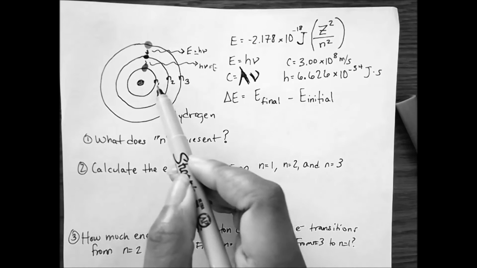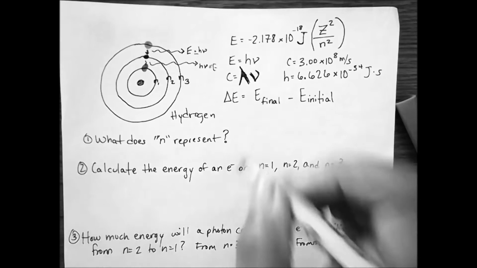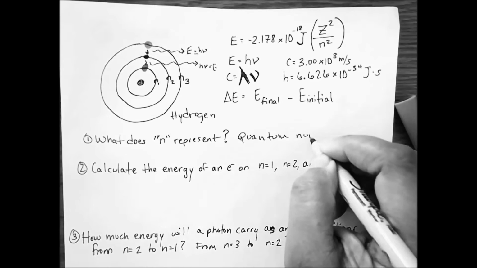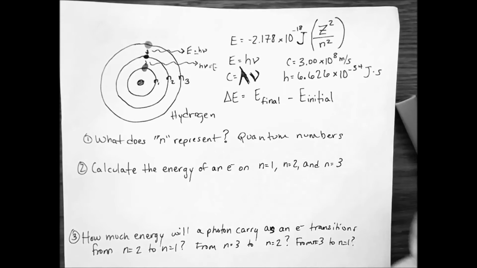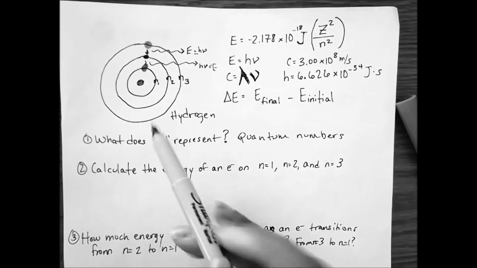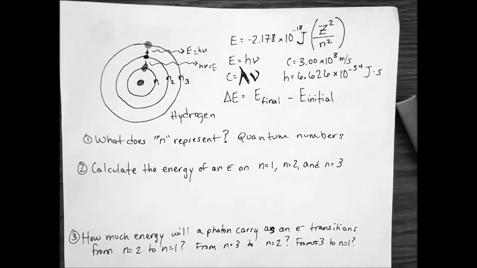What are these N's called on that picture? They're all called quantum numbers. They are your quantum numbers. And basically, what did Niels Bohr use them for? He just gave each of the energy levels a number, right? The first energy level would be N equals 1, the second one is N equals 2, and the third one N equals 3, and so on and so forth.